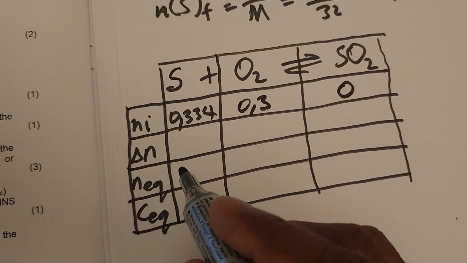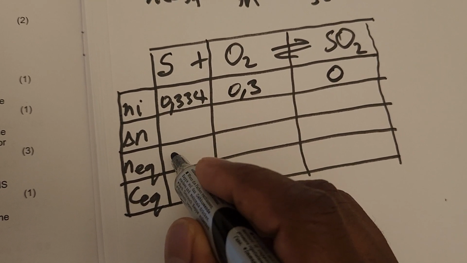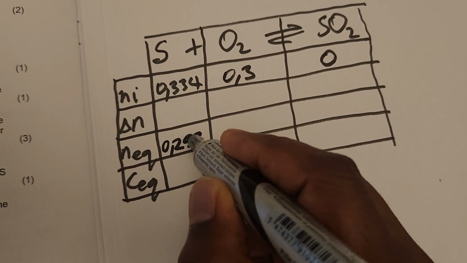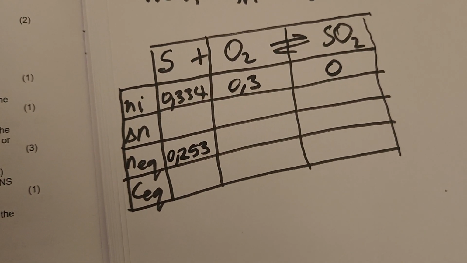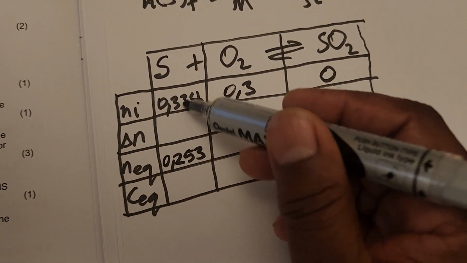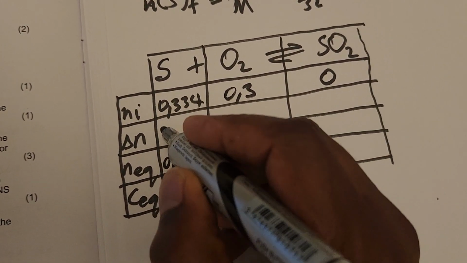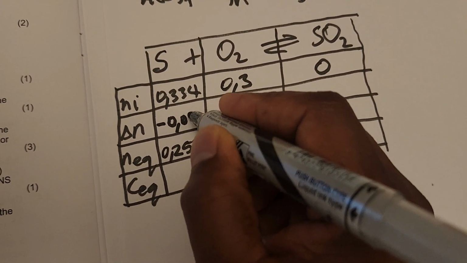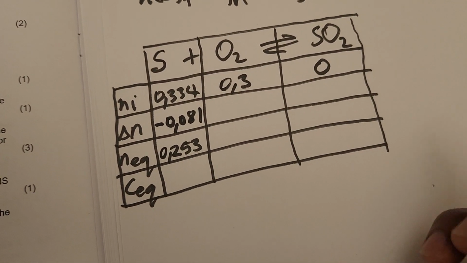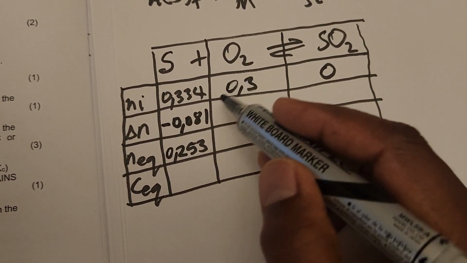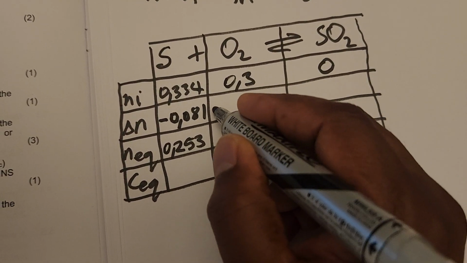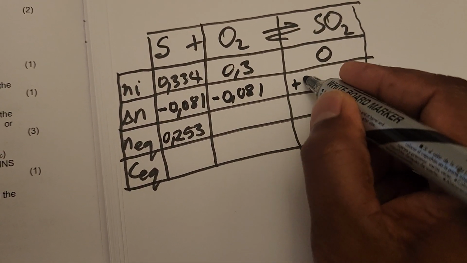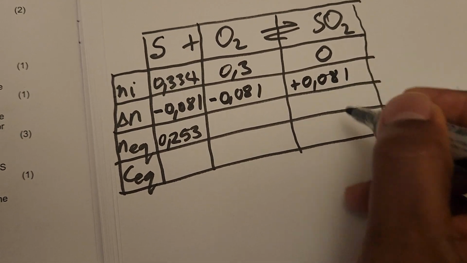At equilibrium it is found that the number of moles of sulfur is 0.253. This will give us more information to fill up the whole table. Now we get the difference. Therefore, it gives us that we have used 0.081. That is the number of moles decomposed for sulfur. Now using the mole ratio, the whole lot will be positive 0.081.